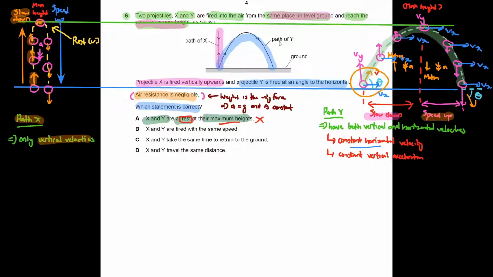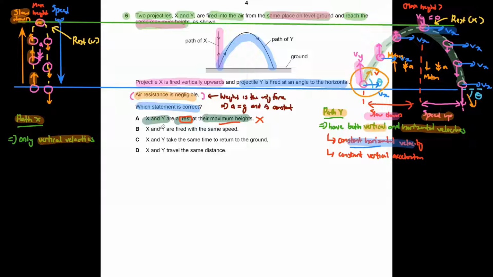You can actually say that at maximum height, it is at rest. But you cannot say the same for path Y because you have both vertical and horizontal velocities to consider. The vertical velocity will keep decreasing to 0 at maximum height because you are slowing down as you're moving upwards. Now, at maximum height, although your vertical velocity is 0, you still have horizontal velocity there because you're supposed to have constant horizontal velocity throughout your motion. So your object is still moving there. You cannot say that it is at rest. That's why A here is wrong.